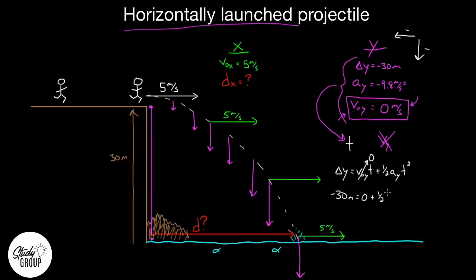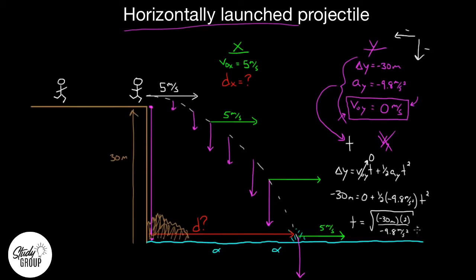Plus 1/2 the acceleration, which is negative 9.8 meters per second squared, times t squared. All right, now I can solve for t. I'm going to solve for t, and then I'd have to take a square root of both sides because it's t squared. And what would I get? I'd have to multiply both sides by 2. So I get negative 30 meters times 2. And then I have to divide both sides by negative 9.8 meters per second squared.